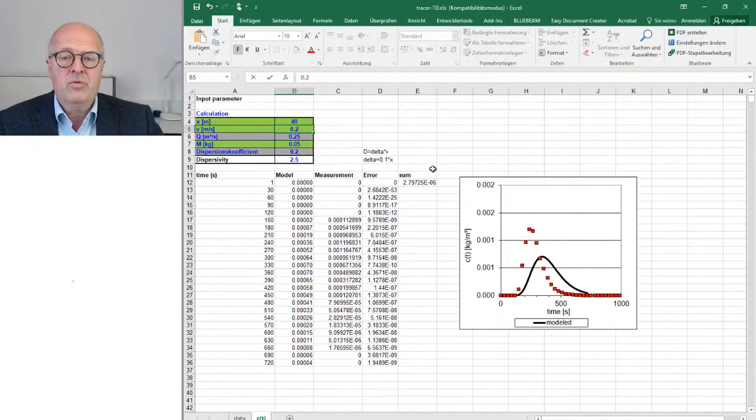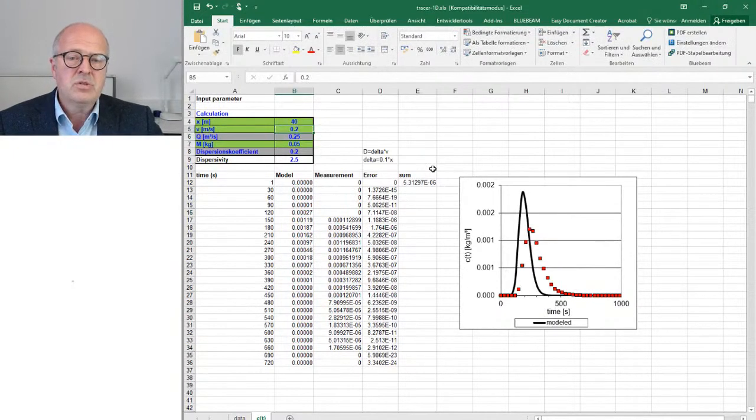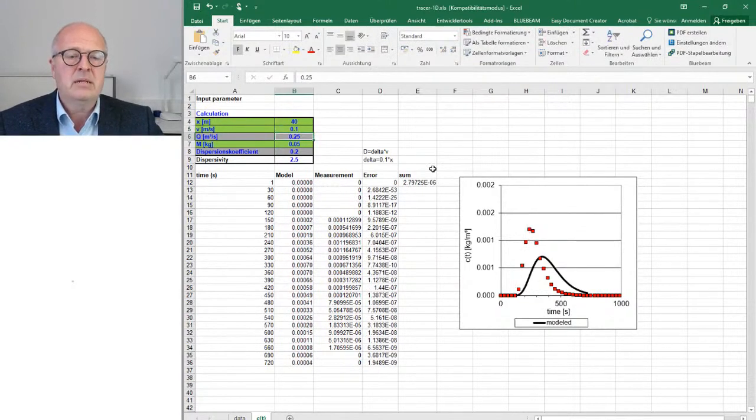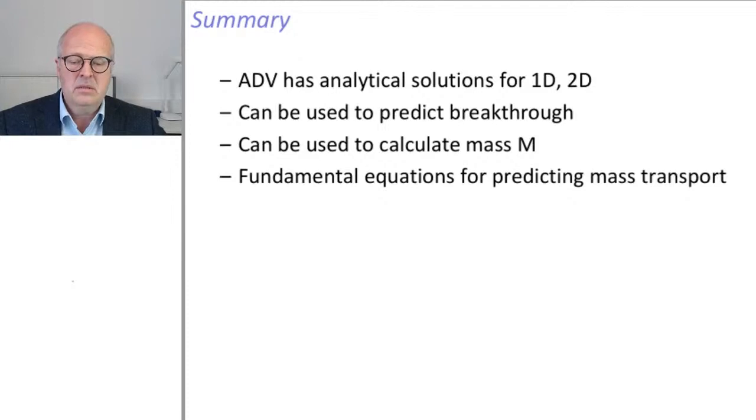But we can of course also use this approach to simulate the result of different masses, and you can do a sensitivity analysis with this model as well. So I hope I could answer your question.